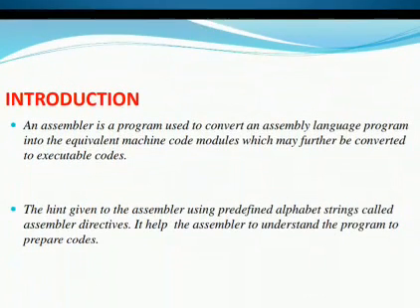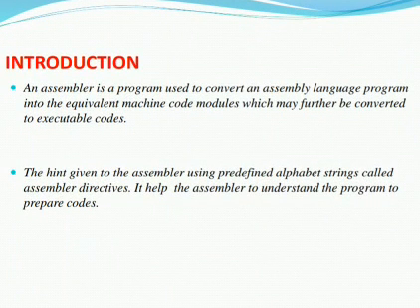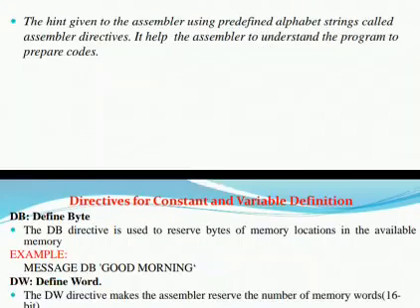An assembler is a program used to convert an assembly language program into equivalent machine code modules, which may further be converted into executable codes. And the hints given to the assembler using predefined alphabet strings are called assembler directives, and they help the assembler to understand the program and to prepare the codes. Then we can see the classification of each directive.